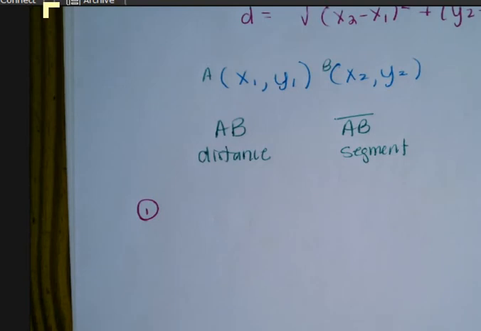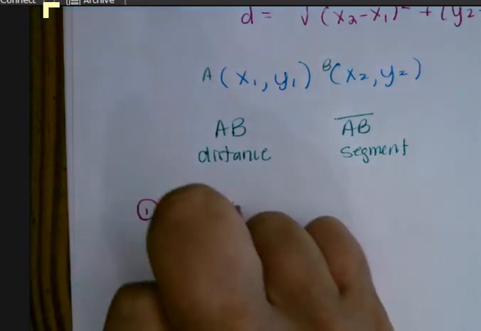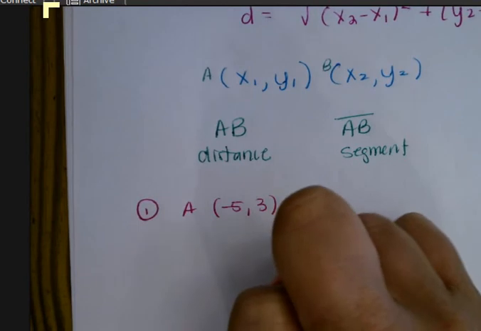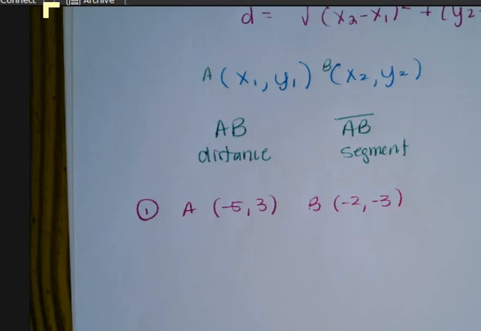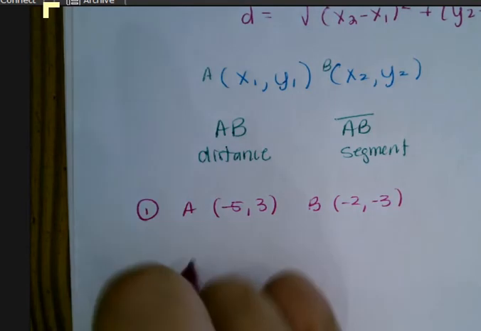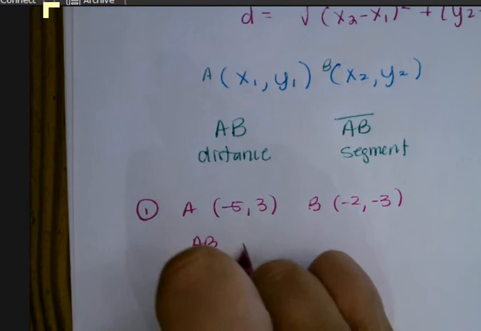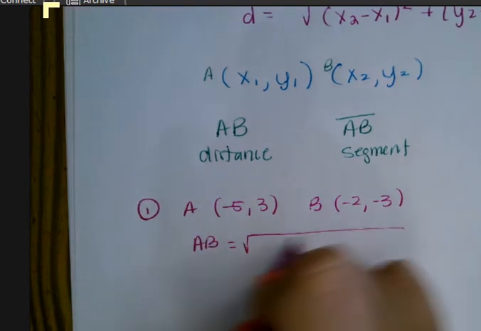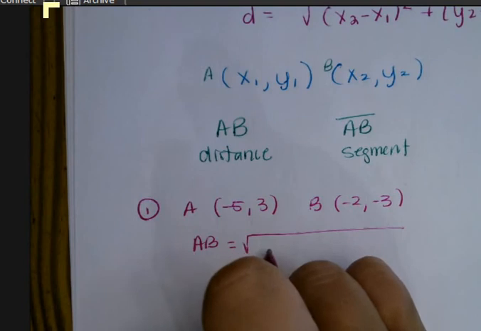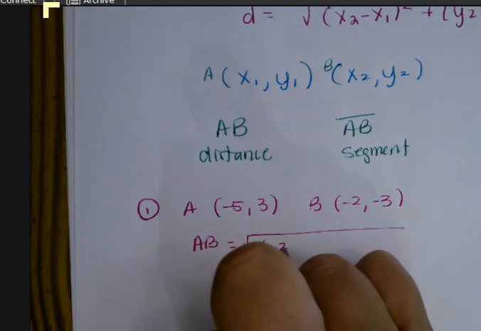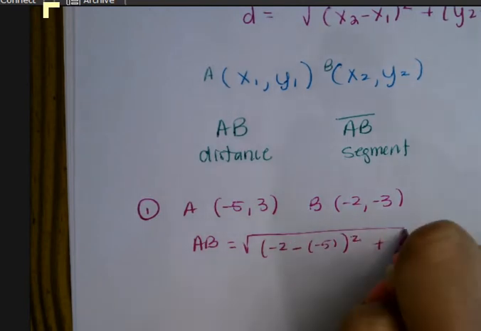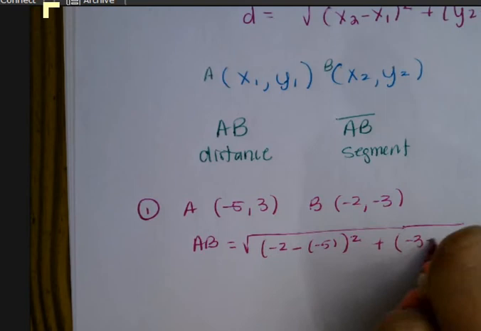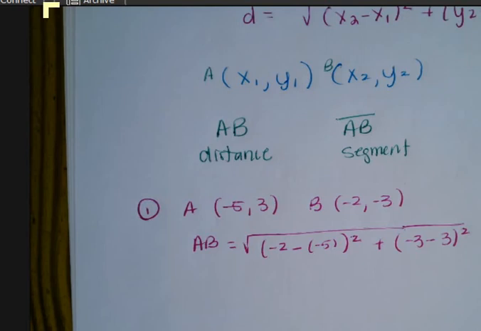So I want to give the ordered pair for A to be -5, 3. I want B to be -2, -3. So my first step says, hey, plug me into the formula. So my distance of AB is going to be the square root of x2 minus x1, so -2 minus -5 squared plus y2 minus y1 squared.